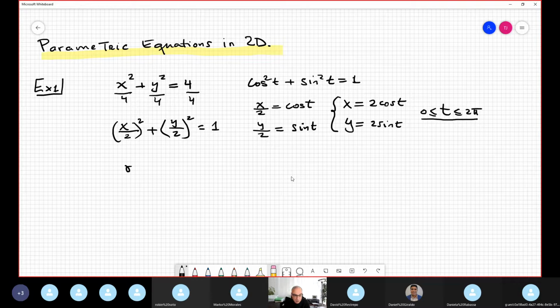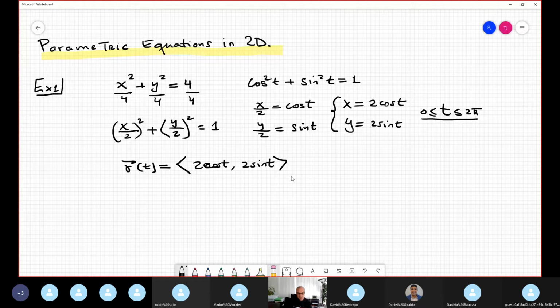Now the vector value function is open the angular bracket, 2 cosine t, comma, 2 sine t. End of the story. I promise that after I finish the 2 dimensions, we see it in GeoGebra. But not now, because I need to switch into GeoGebra and we waste time in this operation. Any questions so far? This is super clear, right?